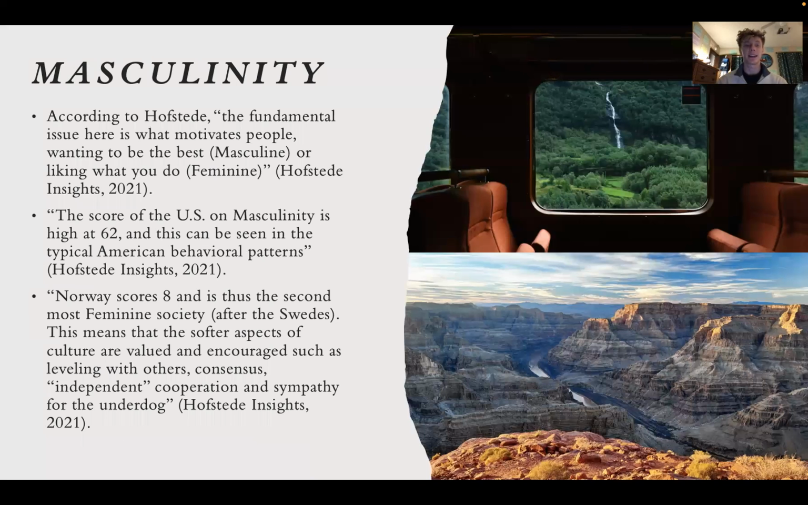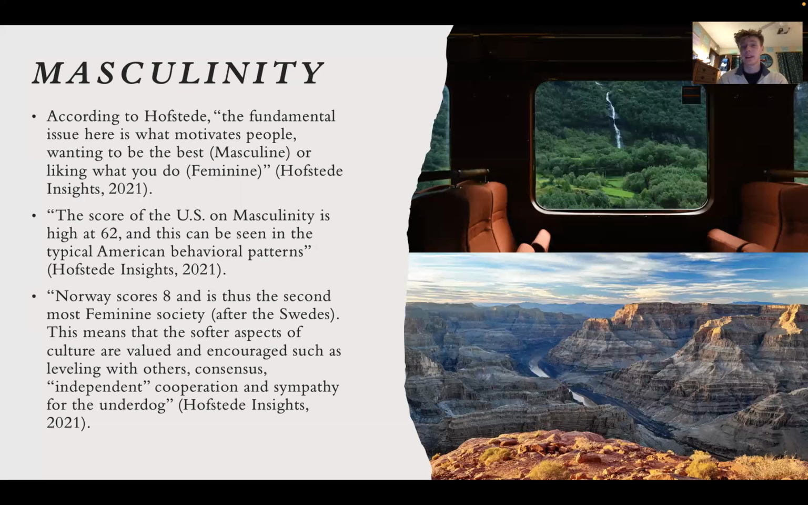Masculinity is the next area where the US and Norway are very different. According to Hofstede, masculinity refers to what motivates people. Is it wanting to be the best, masculine, or liking what you do, feminine? In the US, masculinity definitely reigns supreme, with a score of 62. And this can be seen in the typical American behavioral patterns.